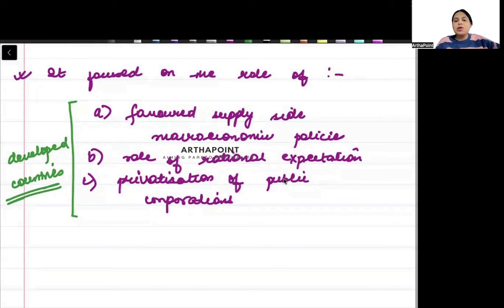क्या क्या चीजों पर फोकस करना होगा? फेवर्ड सप्लाई साइड मैक्रो इकोनॉमिक पॉलिसीज, माने जो भी हमारा मैक्रो इकोनॉमिक्स पॉलिसीज होंगे they will be favoring the supply side economics, right? Then there will be role of rational expectation. रैशनल एक्सपेक्टेशन से ऑटोमेटिकली क्या मीनिंग है? That more awareness. Adaptive means that people lag information, but here we are saying that there is more awareness in the economy. And privatization of the public corporations. So it said that developed countries should go ahead and focus on this.